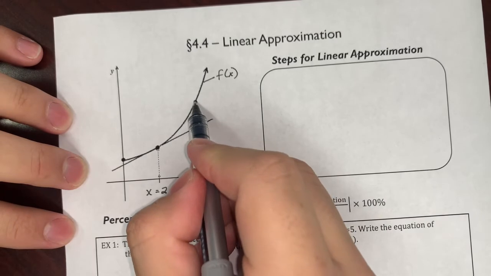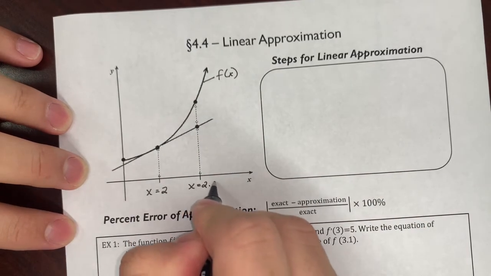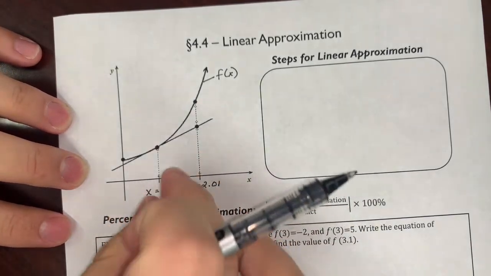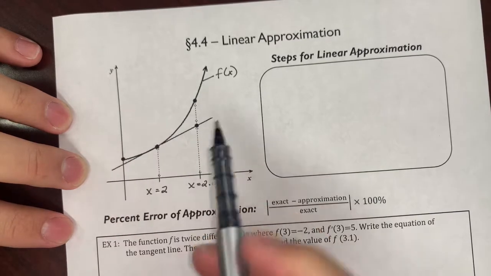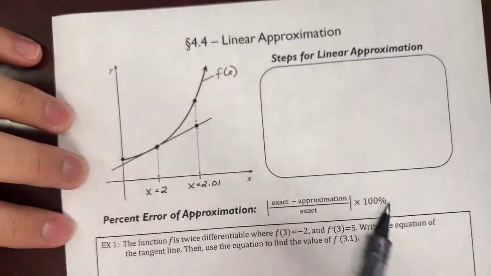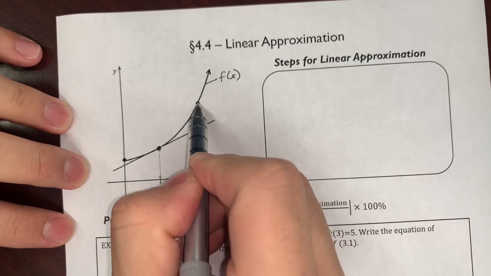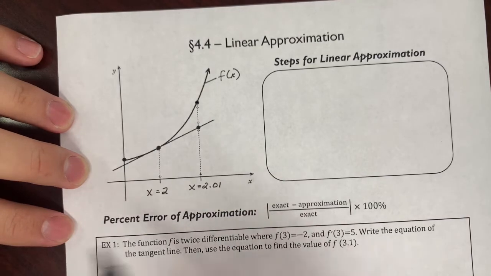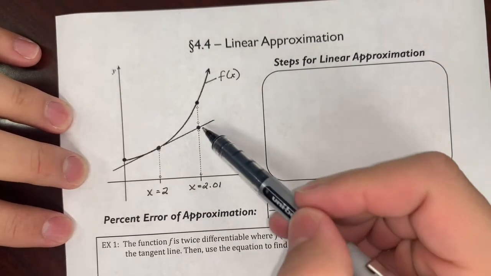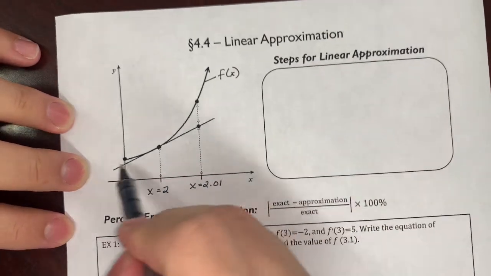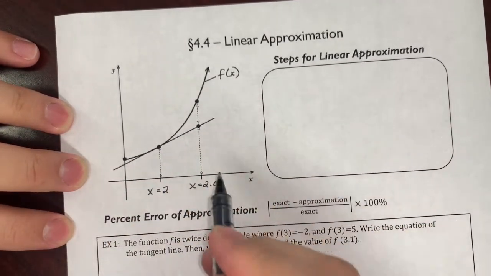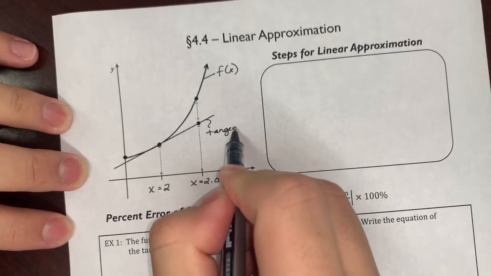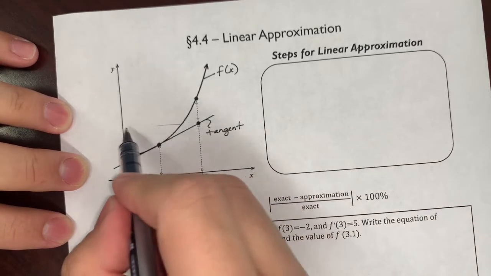Well, what if I wanted to know what this value is at x equals 2.01, right? I know it doesn't look like it's going to be close in value, but let's just pretend that this is a very zoomed in version of the function. This x value of 2.01 will be a pretty close y value for x equals 2. Now, what we can do is use our tangent line and plug in x equals 2.01 inside of our equation of the tangent line so that we can get sort of an approximation of what the actual value is.